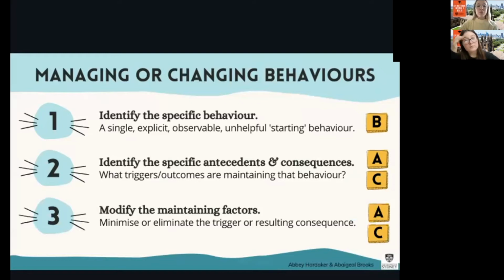Step 3 is where the modification actually comes in. Our aim here is to modify the antecedent or consequence which we have identified. We either want to minimise or eliminate the trigger and/or modify the resulting consequence. Our overall aim is to ensure that the unhelpful behaviour is discouraged and simultaneously, the alternative helpful behaviour is being encouraged. Like we mentioned earlier, these two go hand in hand and must be consistent.